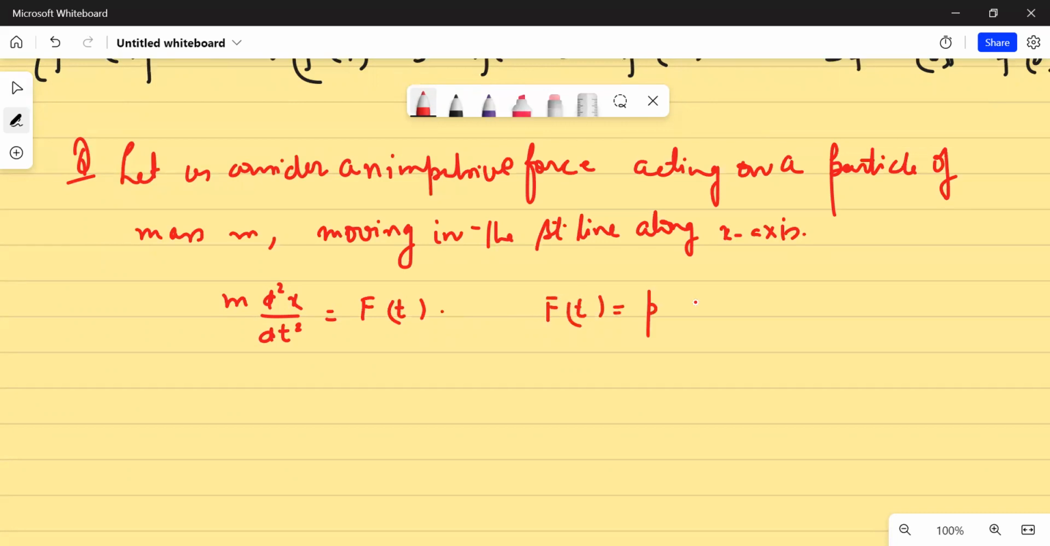So I'll write P times some Dirac delta t. Okay, so it is acting at a very short interval of time. That is, exactly at t equal to 0 it will act, otherwise it will not act. If this is the case, obtain x as a function of t such that x(0) equal to 0 and x dash 0 equal to 0. Try to do this.